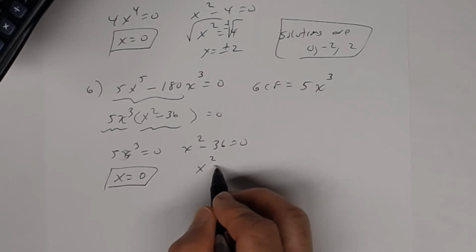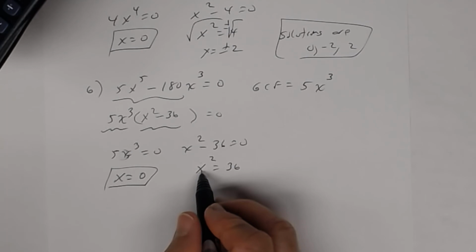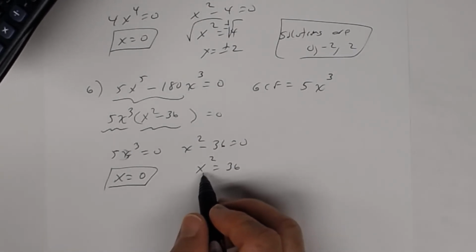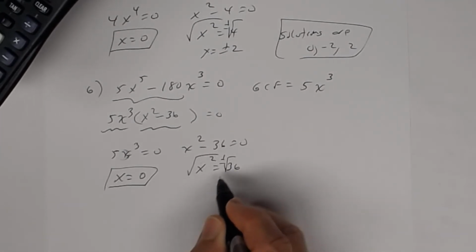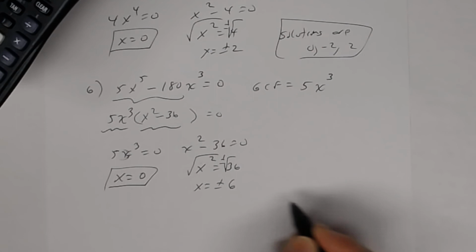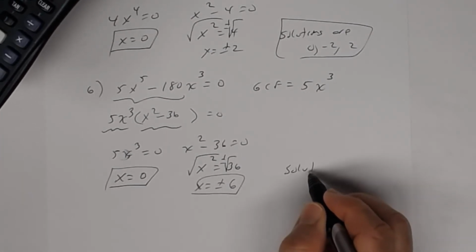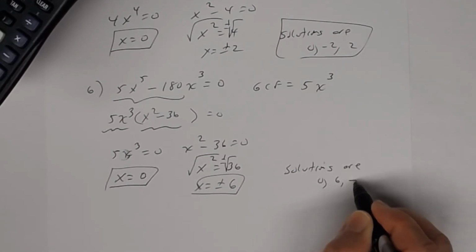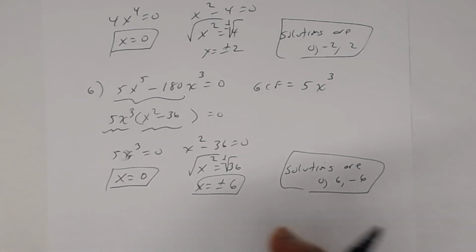Well, let's think about that. You bring the 36 over. So now you may be able to see what the answer is. What number times itself is 36? Yes, a positive 6, but what else? A negative 6. When you take the square root of both sides, you get plus or minus 6. Okay? So your solutions are 0, 6, negative 6. So that's what x is. All right, let's look at number 7.